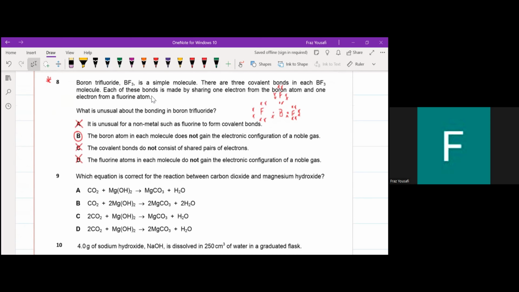Right, question number 9. Which equation is correct for the reaction between carbon dioxide and magnesium hydroxide? Couple of things to keep in mind. This is a base. And technically, this is a gas, but it also happens to be an acidic oxide. So when you react this acidic oxide with your base, it will in fact end up creating two products. It will create salt and it will create water, right?